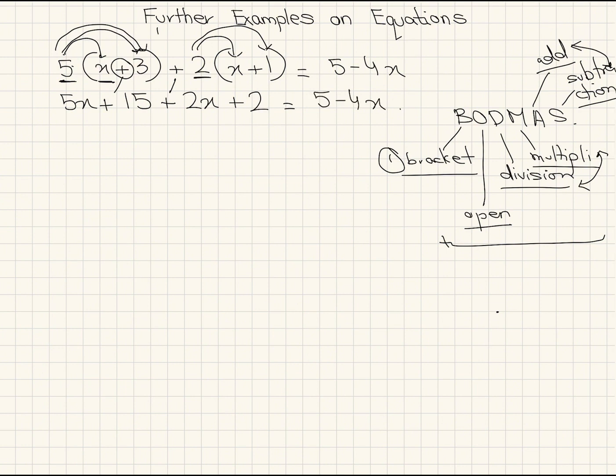All right, now let's group all the variables together. Firstly, on the left side we have 5x and 2x. They're adding together. How do I know that? Let's put it all together. So 5x plus 2x plus 15 plus 2 equals 5 minus 4x.